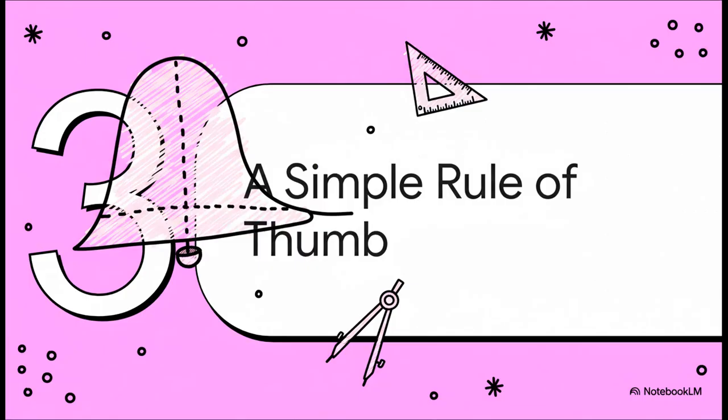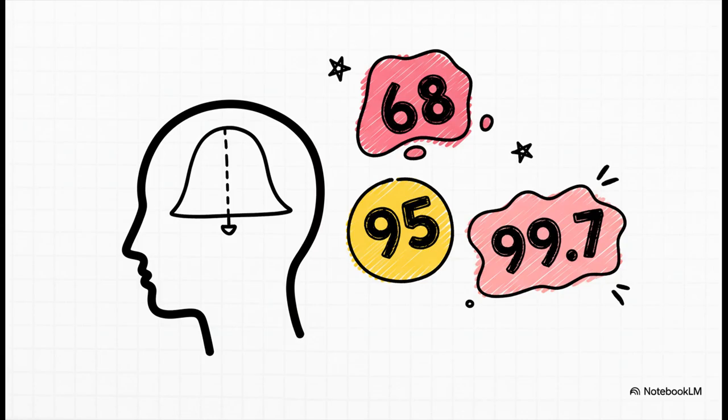Okay, so now that we've got the anatomy down, let's get to the single most useful shortcut for actually reading and interpreting a bell curve in the real world. Officially, it's called the empirical rule, which sounds a little formal, but you'll remember it by its much catchier nickname, the 68-95-99.7 rule. And this is such a powerful mental shortcut.